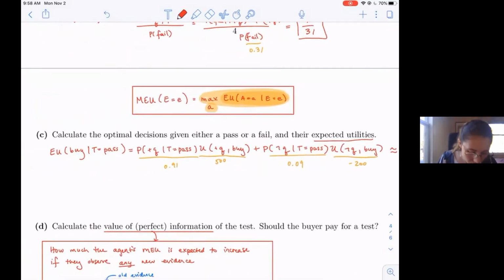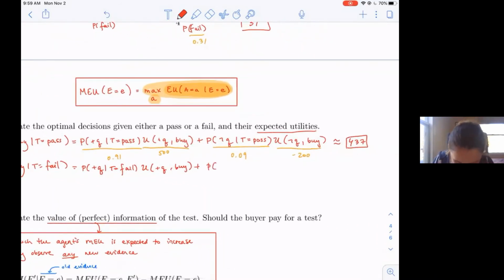Okay, what about the alternative outcome for my test? What is the expected utility of buying given that t equals fail? So it's going to be exactly the same equation, except we're just going to be plugging in t equals fail everywhere where we used to have t equals pass. So we have the second probability being P of not Q given t equals fail, utility of not good quality, and I buy.